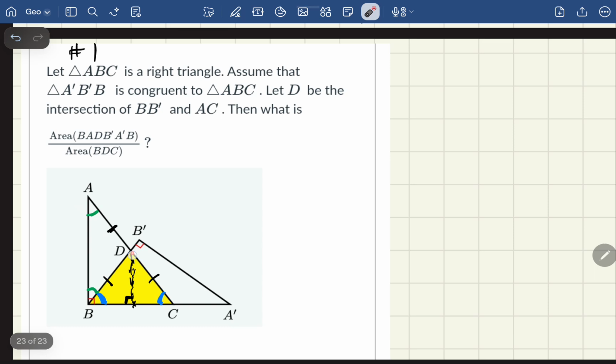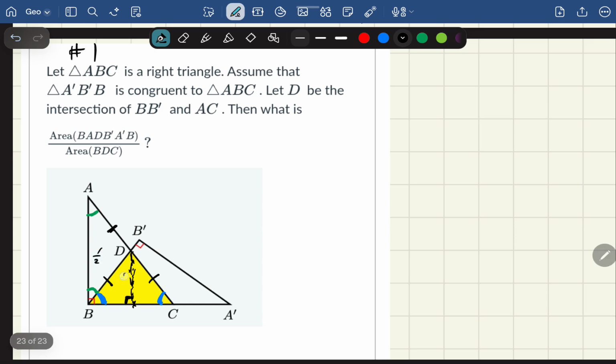Why? Well, this part to this part, it's a linear 2-to-1 scale ratio, right? So the area is multiplied by 4. So this is 1/4 of the area. So this whole thing is then 2/4, which is 1/2. So this is 1/2 of the total area. This is 1/2 of the total area. So the whole thing is 3/2 of the total area. BDC is only 1/2, so the answer is 3.